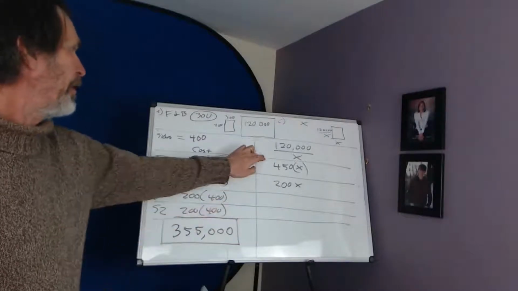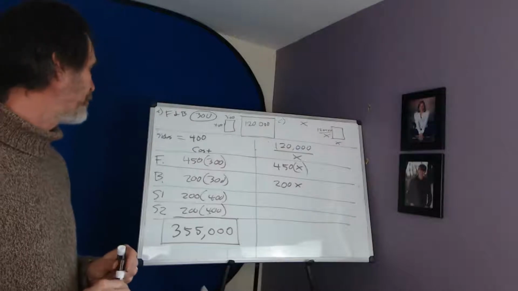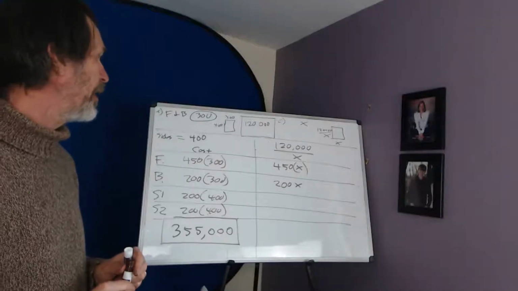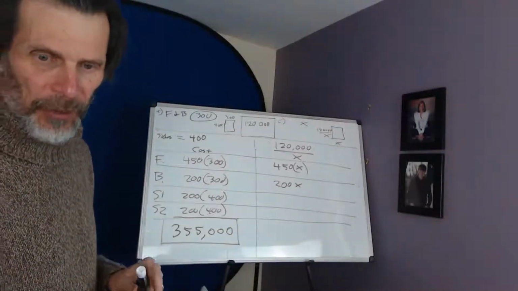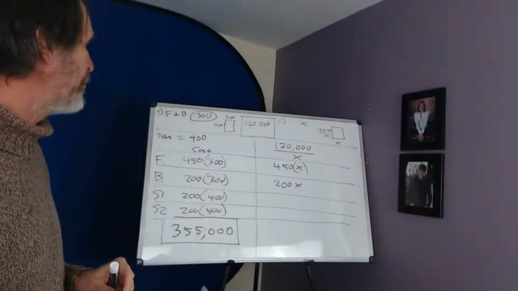All right, so we got the front, the back. Now we have side one and side two. Each of those were $200 a linear foot. So what would be the expression that goes in each of those?